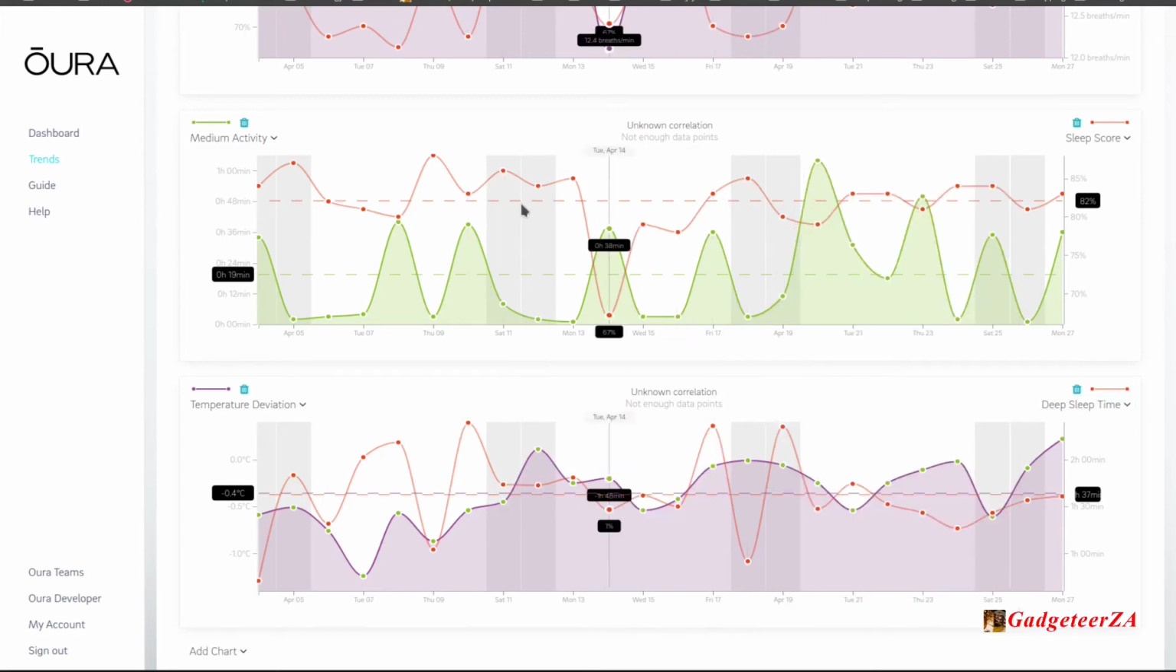So that's basically the trend graphs. As I say, you can play around. This is the exciting part. It's open to you to play around and change that quite a bit.